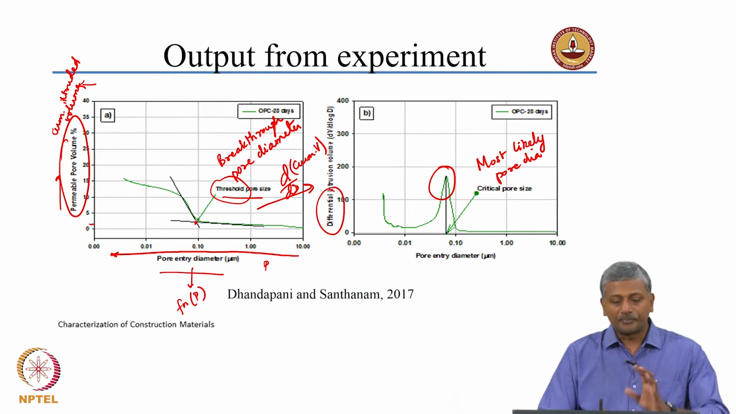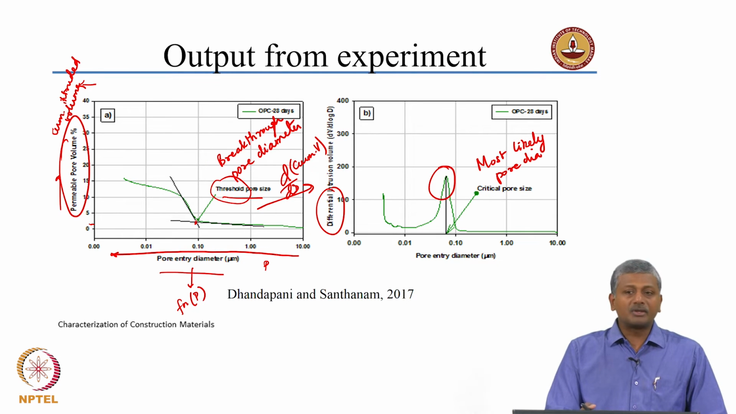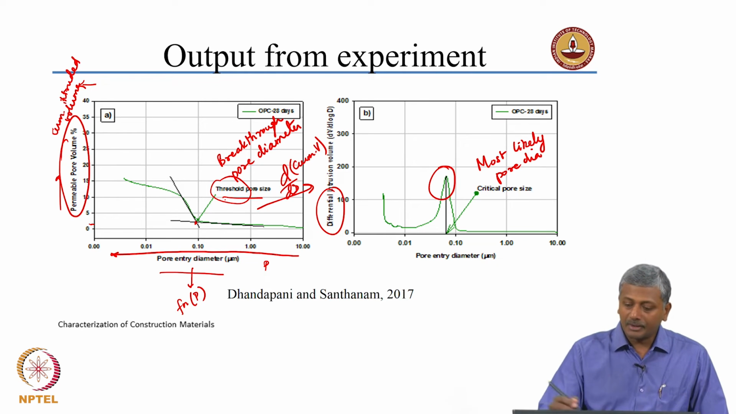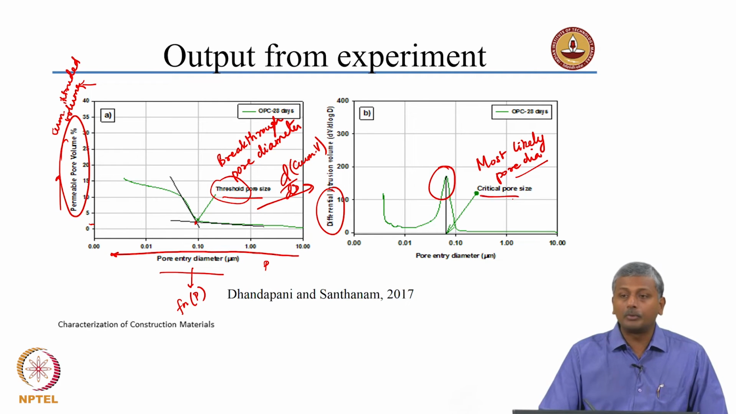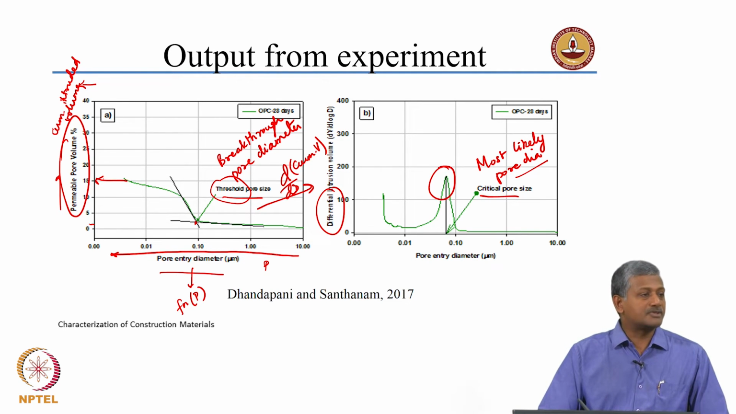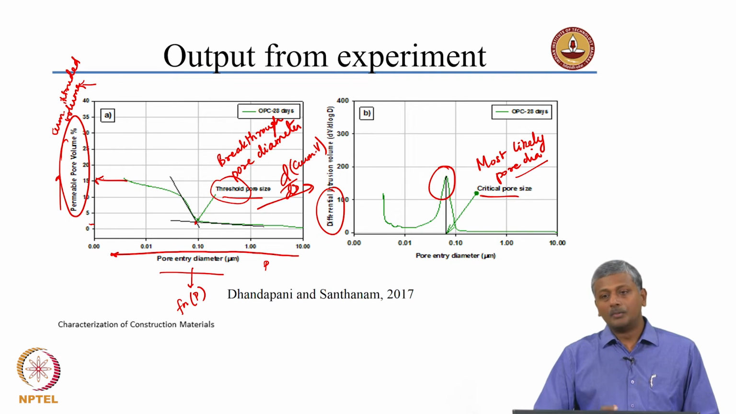Okay. So, from this experiment, what are the values that we are looking at? One is this breakthrough pore diameter, the other is the most likely or critical pore diameter. You can also get some estimate of the overall porosity of your system. That means the total intruded pore volume in the system corresponds to the overall porosity of the system.